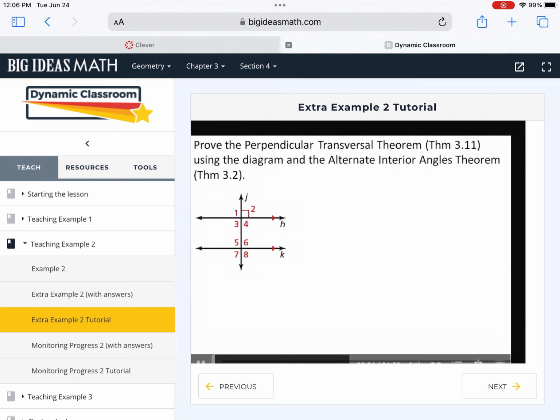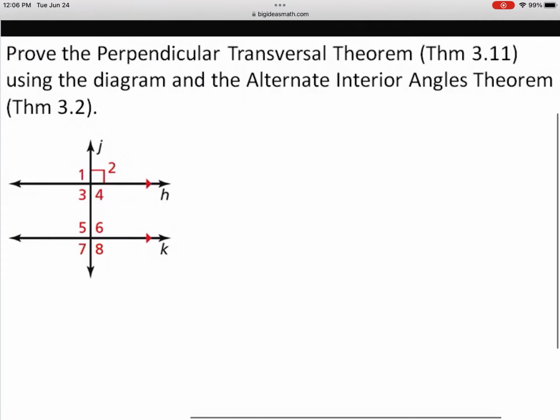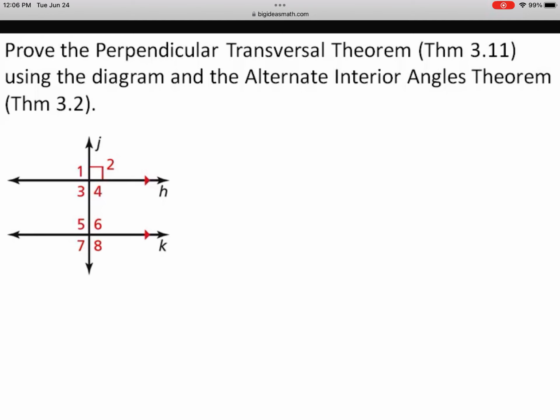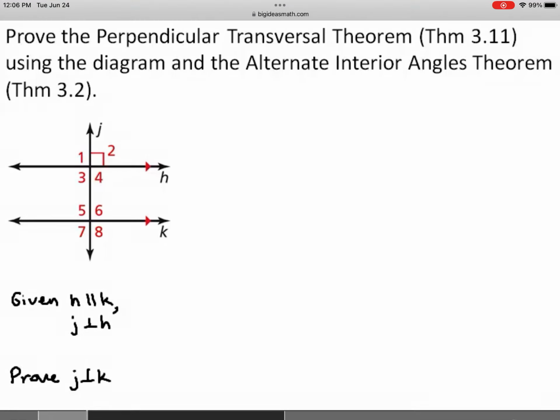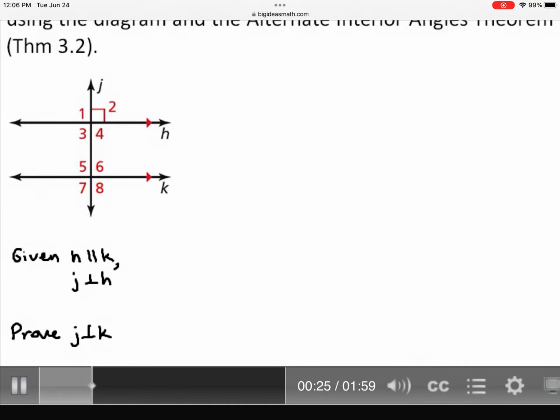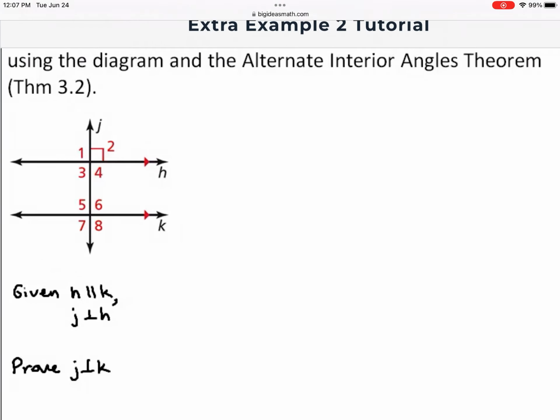Prove the perpendicular transversal theorem using the diagram and the alternate interior angles theorem. The perpendicular transversal theorem states, in a plane, if a transversal is perpendicular to one of two parallel lines, then it is perpendicular to the other line. So you are given that line H is parallel to line K, and line J is perpendicular to line H. Prove that line J is perpendicular to line K.